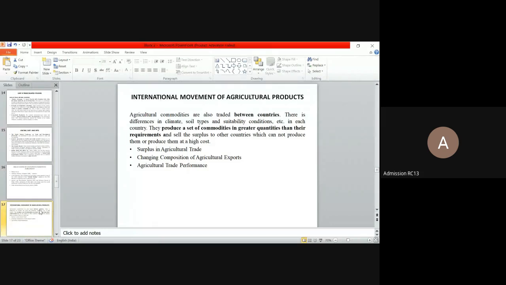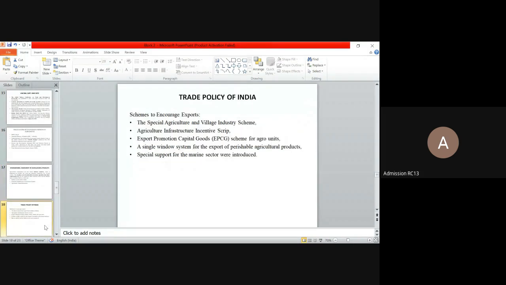That is what I have listed here: changing composition of agricultural export, agricultural trade performance. Because of all this, the cost was higher. So this is related to international movement. Trade policy of India came up with different schemes to encourage exports. Here you can see I have listed a few: special agricultural and village industry scheme, agricultural industry intensive incentive scheme, EPCG (export promotion capital goods), and a single window to support exporters of perishable agricultural products. The marine sector was also introduced for the transporting of marine goods.